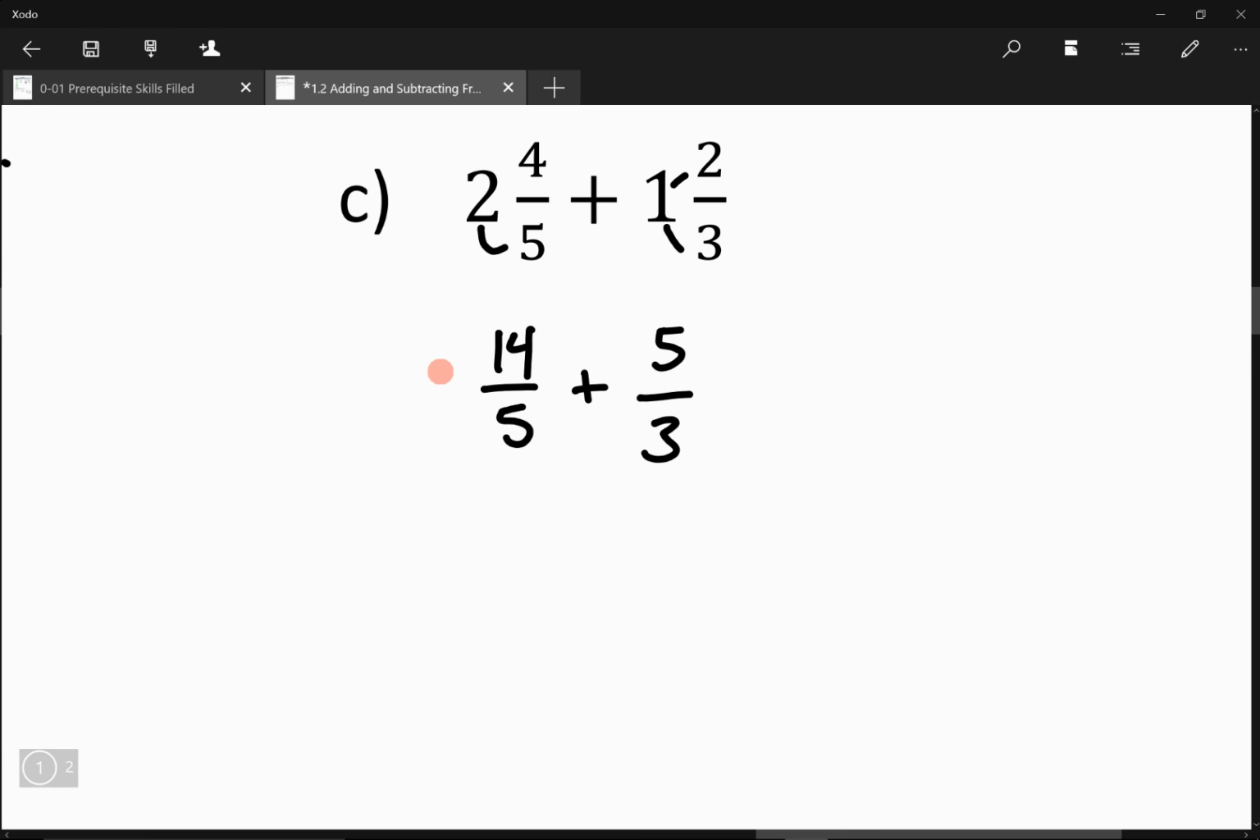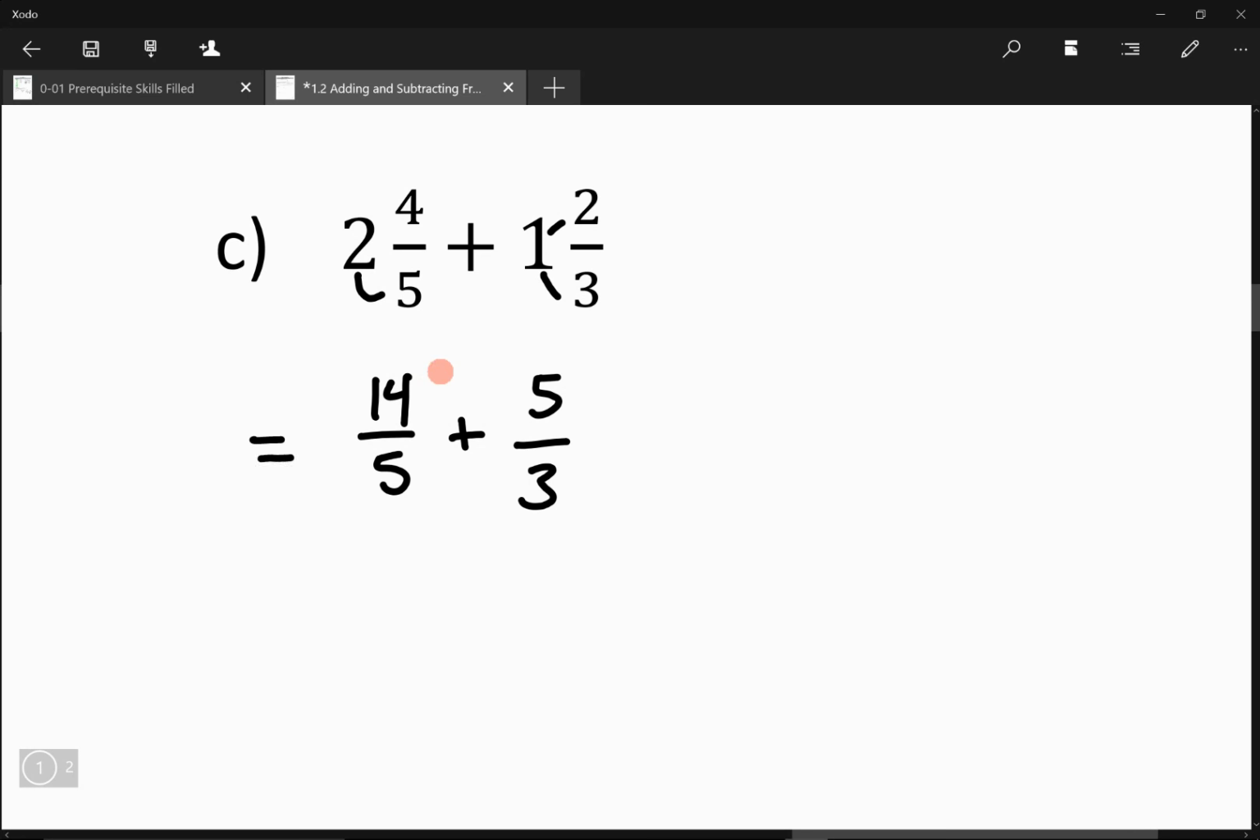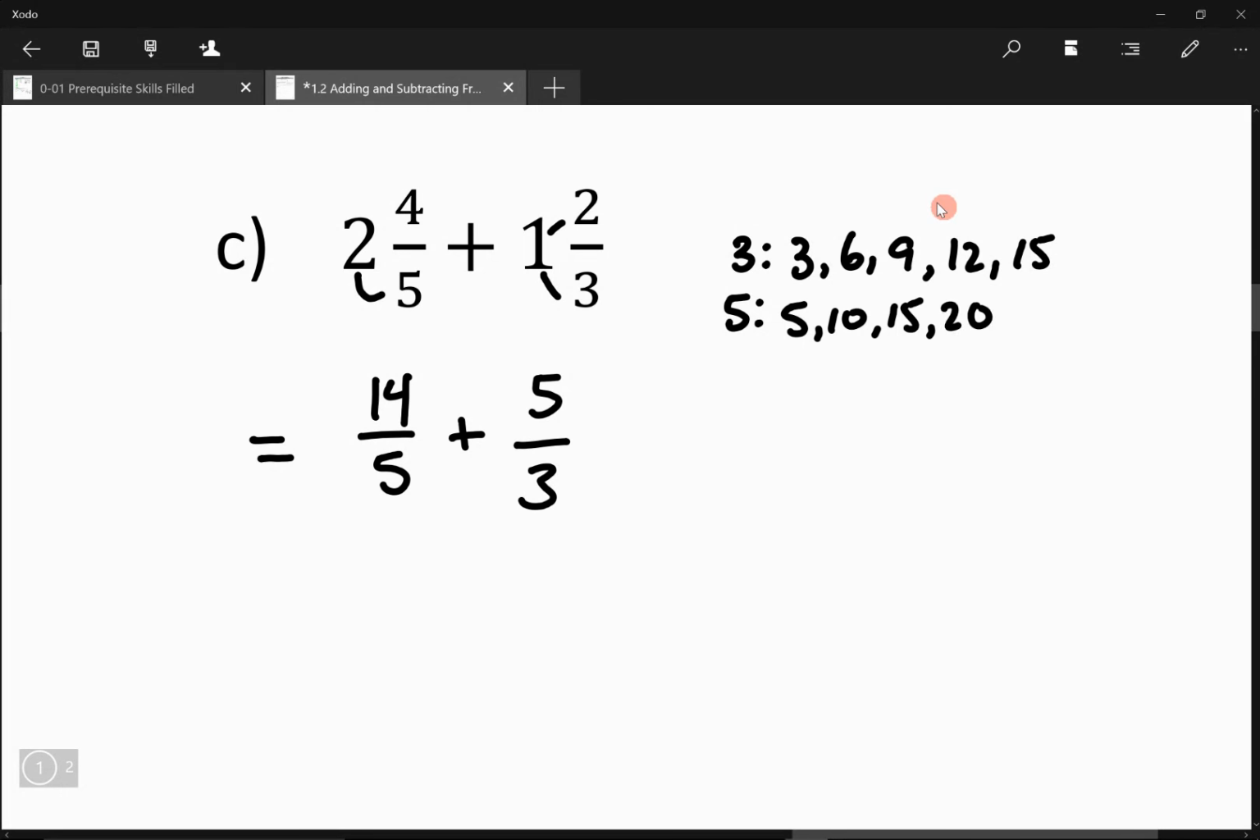But these improper fractions don't have a common denominator. So what you have to do is find a common denominator. Again, find that lowest common multiple. So 3 and 5. What are the multiples of 3? Well, 3, 6, 9, 12, 15. And the multiples of 5 are 5, 10, 15, 20. Oh, we found one here, 15 and 15. So I'm going to use that.